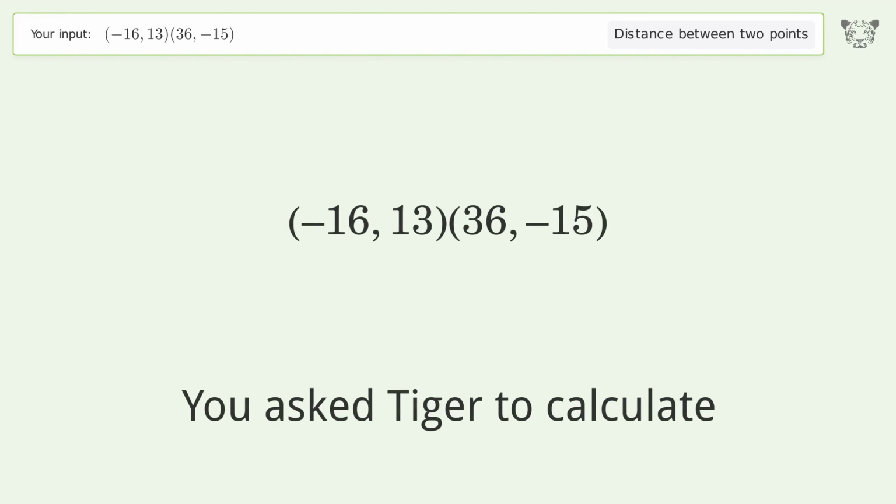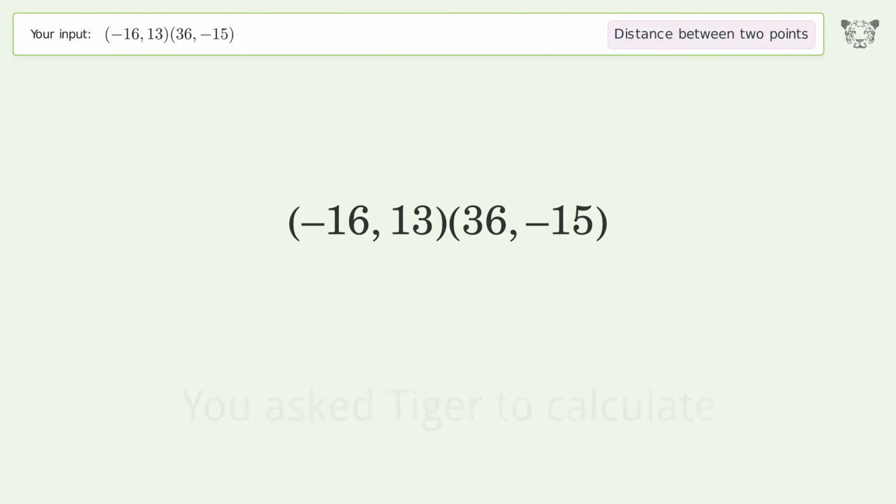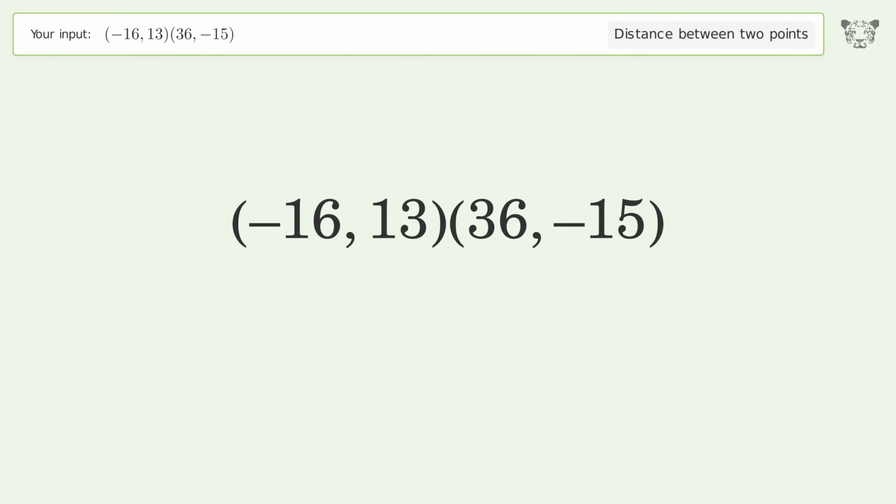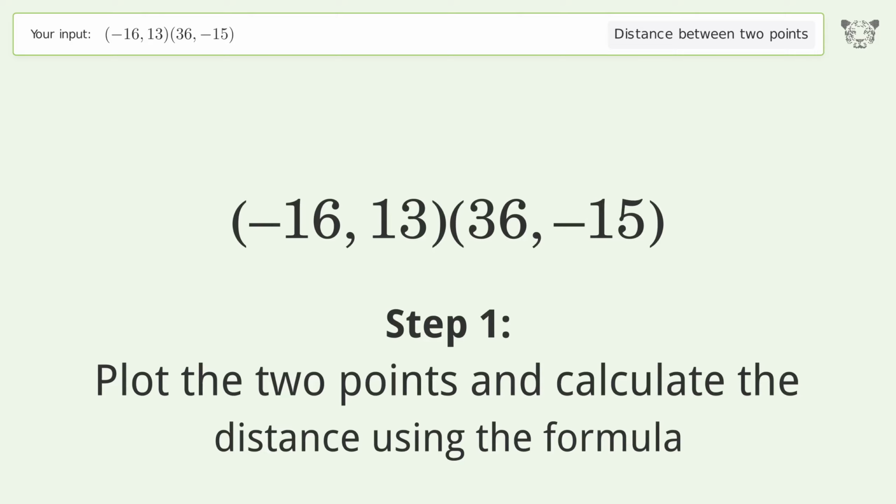You ask Tiger to calculate. This deals with the distance between 2 points. The distance between the 2 points is the square root of 3,488, or 59.059. Let's solve it step by step. Plot the 2 points and calculate the distance using the formula.